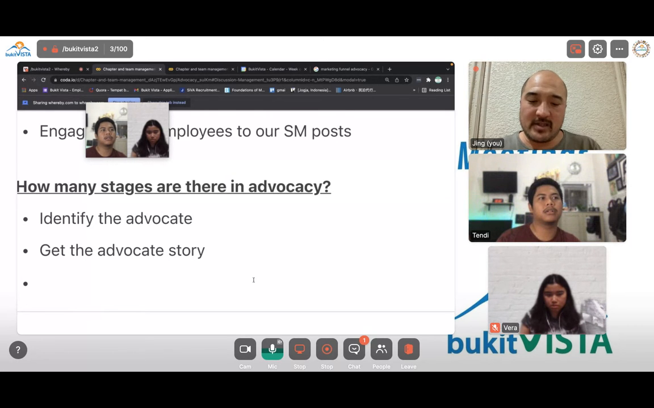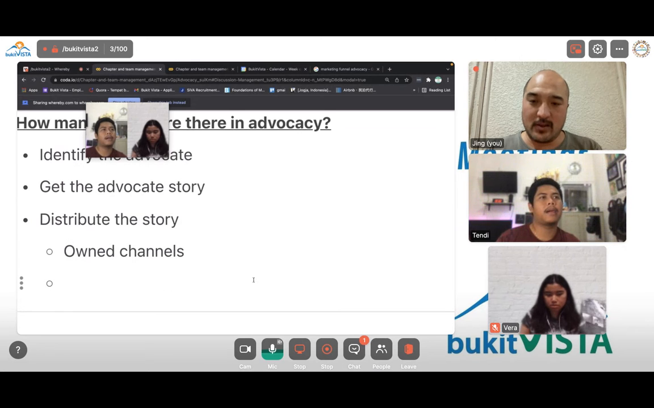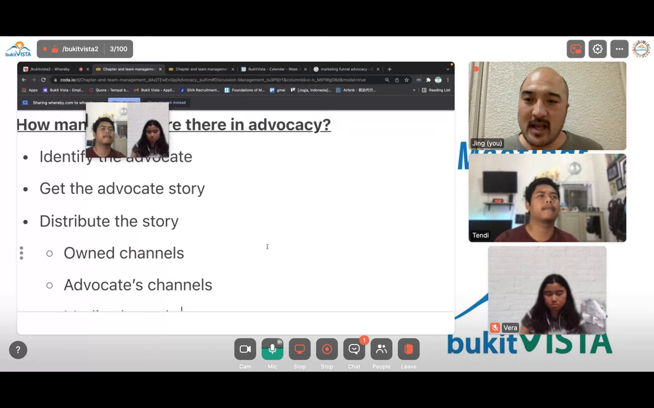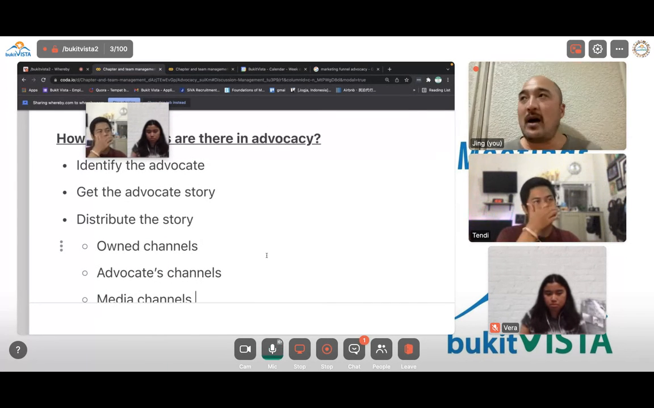The third stage is you need to distribute the story, and there are two ways to distribute it: through your own channels, then through the advocates' channels, and then through maybe media channels. Okay? So those I think are the three stages of advocacy.